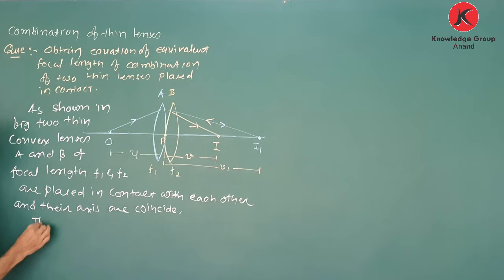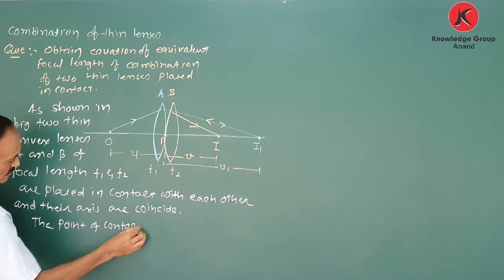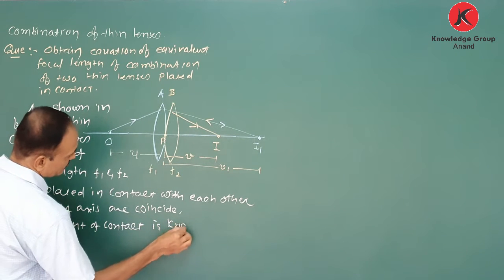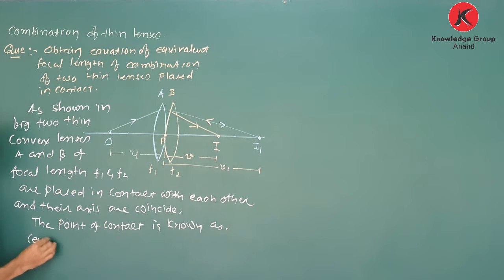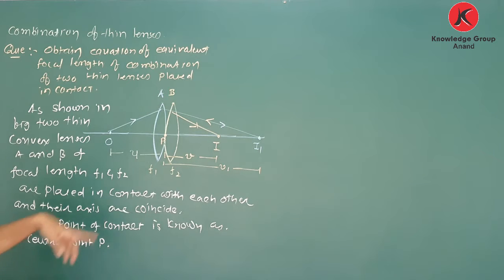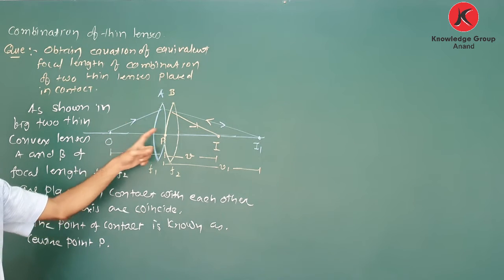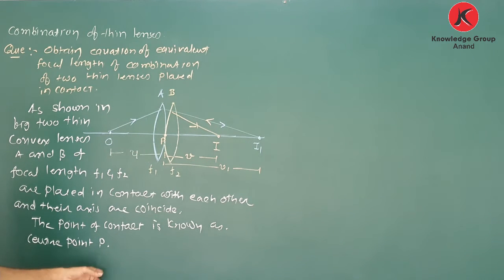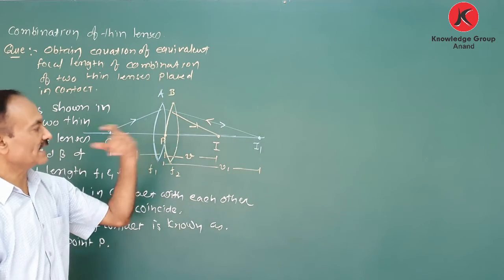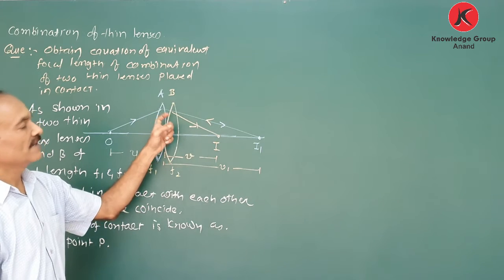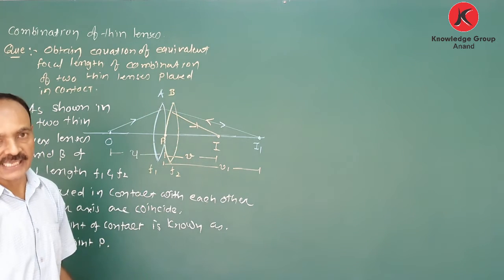The point of contact is known as the center point P. The point object O is placed at distance u from P. The image formed by lens A is I1. This image acts as a virtual object for lens B, and the final image I is obtained.